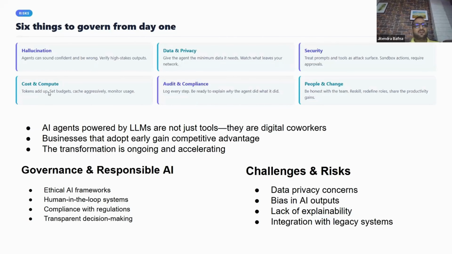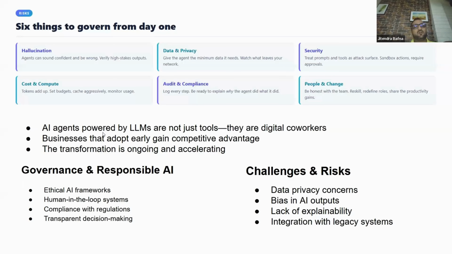That is very important. Audit and compliance: make sure you are logging each and every interaction, because in case of any future issue or compliance issue, you have logs there, you can go and verify. People and change: always be honest with the team. Just tell your team what you have done. Then reskill, redefine the roles, and see the productivity gain.